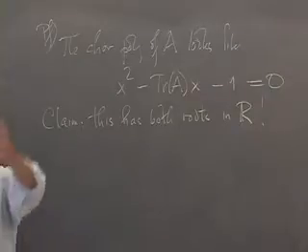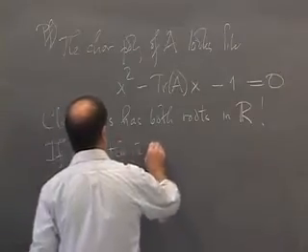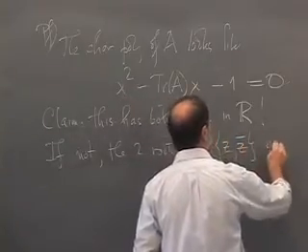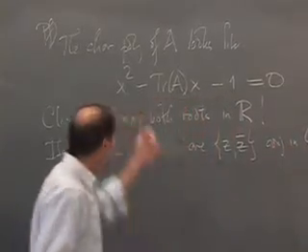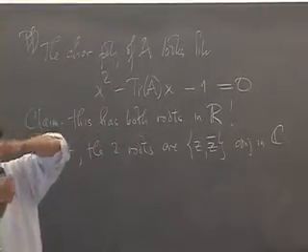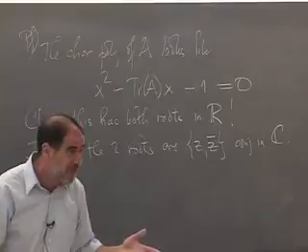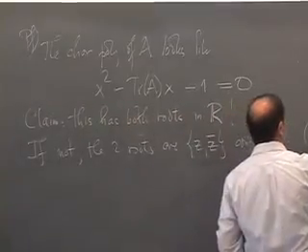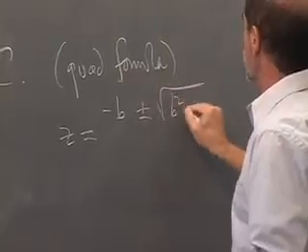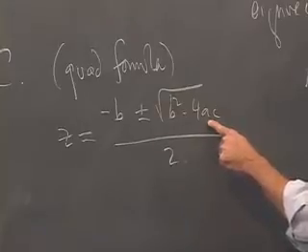Because if it didn't, its roots would be complex conjugate in the complex numbers. Because if you have a polynomial with real coefficients, either it has two roots that are real or its roots are complex conjugate. Otherwise, the sum of the roots can't be a real number and the product of the roots can't be a real number. I mean, use the quadratic formula. Okay? The roots are z is equal to minus b plus or minus the square root of b squared minus 4ac over 2. If this number is positive, you get two real roots. And if this number is negative, you get two complex conjugate roots.